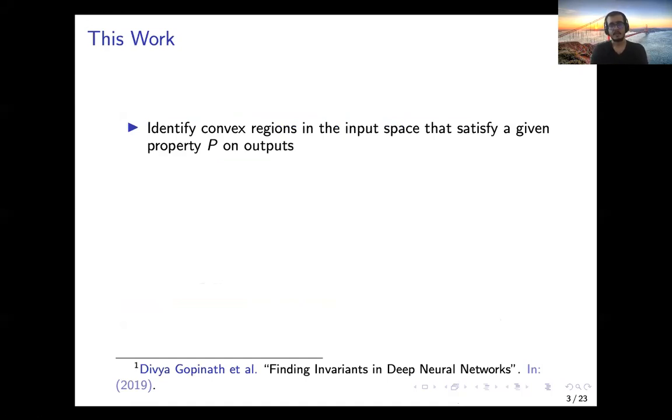So the problem that we tackle in this work is to identify a convex region or a union of convex regions such that each point in that region satisfies some property, which is given on some desirable property on the outputs.